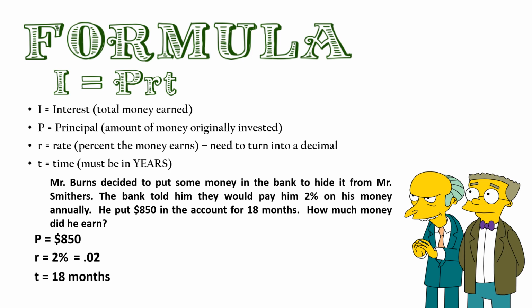And the time is 18 months. Now notice, that's not in years. So in order to make this T a number we can use, we need to turn the 18 months into years. To do that, you're going to divide 18 by 12, and that's going to give you 1.5, which should make sense to you because 18 months is a year and a half. So in terms of years, 18 months is 1.5. That's always how you're going to calculate it. If they give you the time in months, to turn it into years, you need to divide by 12.